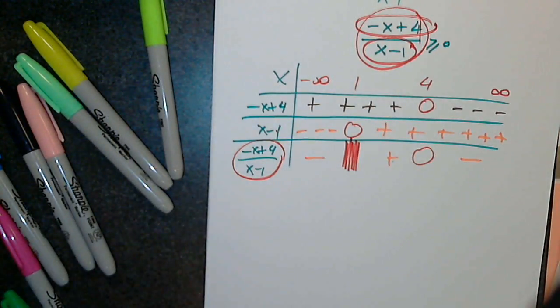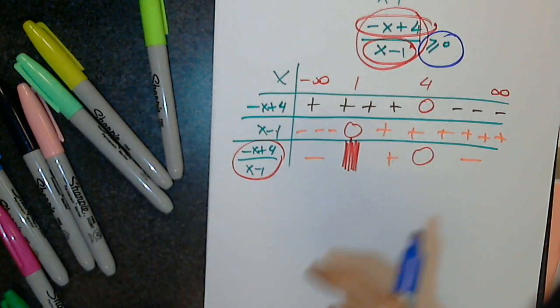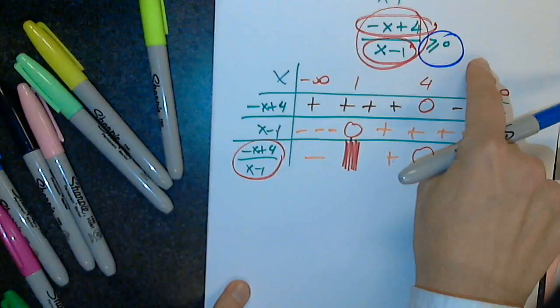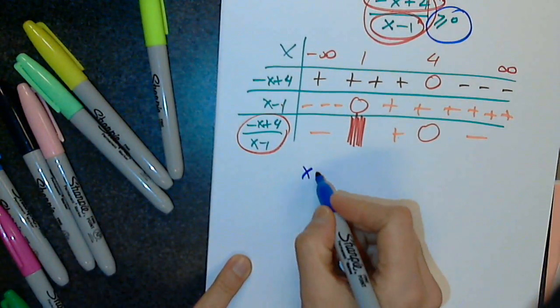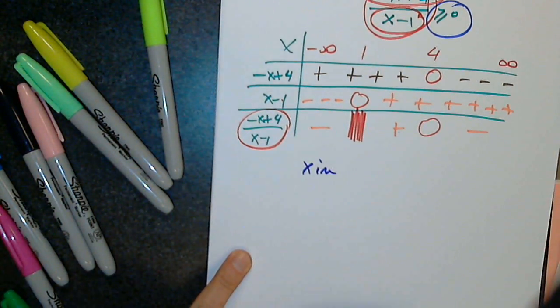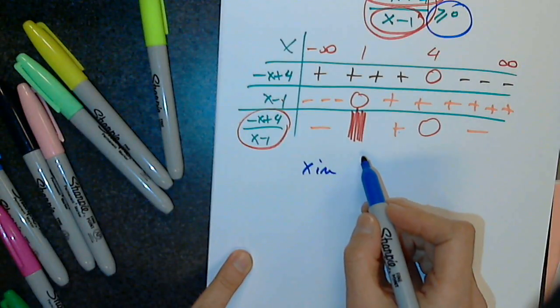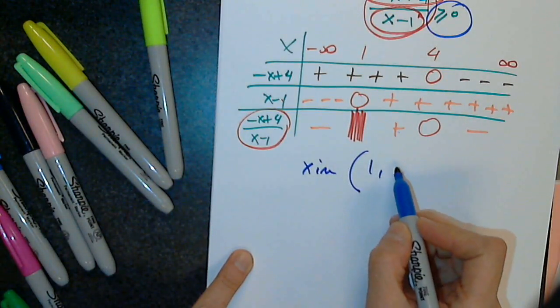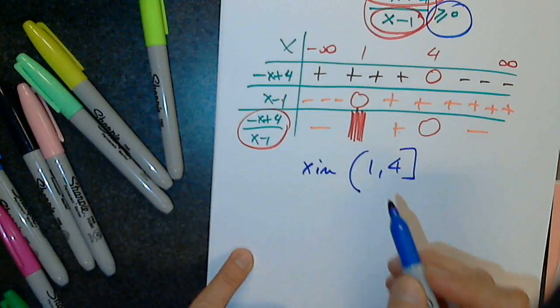Okay, so now what sign do I pick? Exactly. This has to be greater than or equal to 0. Right. So then x in the interval, bracket. Careful. 1, 4. Right. That's it.